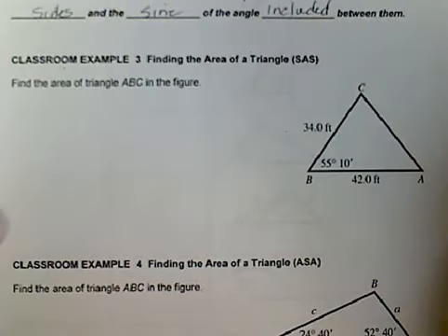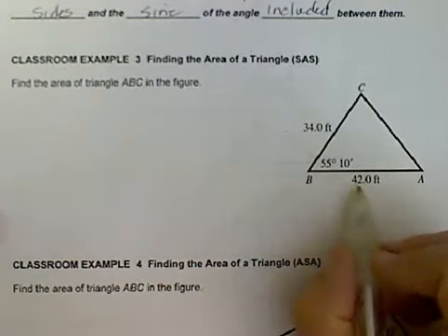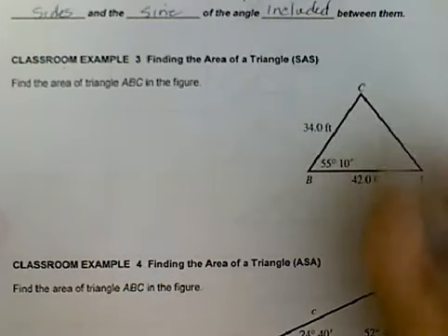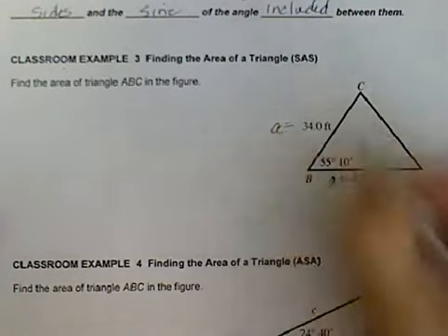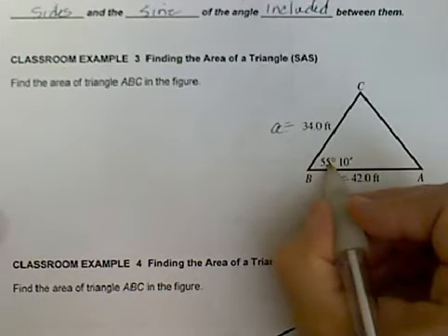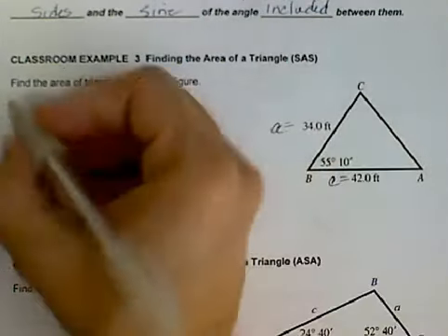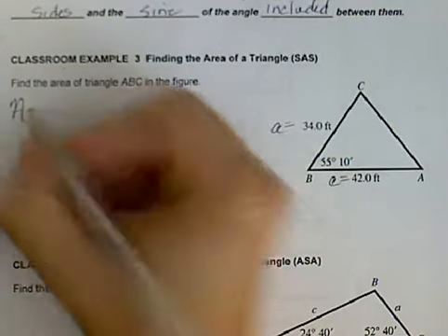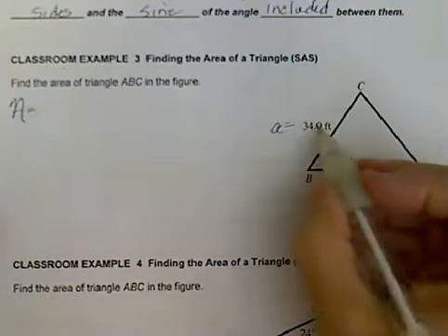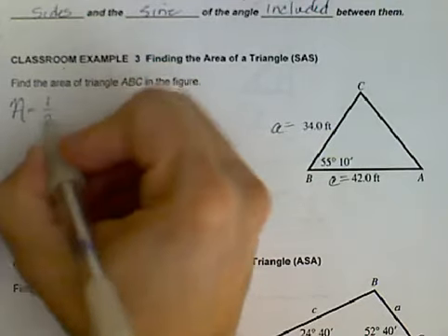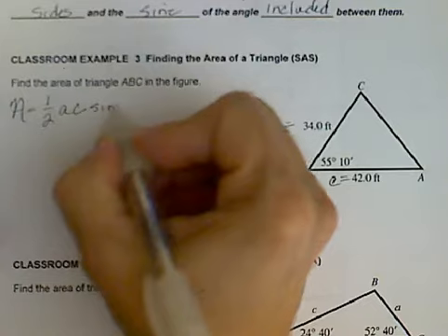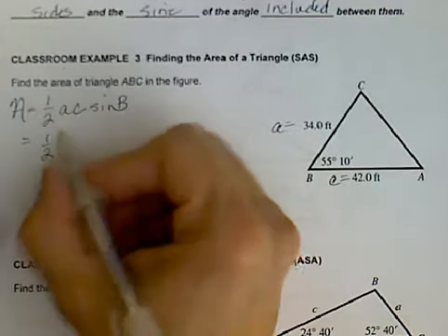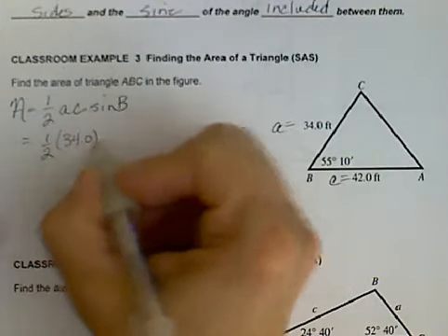Let's look at an example for this one. We're trying to find the area of this triangle. What we have here is side C, and this would be side A, and we know the measure of angle B. So the area formula that we're going to use, we're going to have our sides A and C, so we'd have 1/2 times A times C, and then the sine of B. All we have to do now is plug in these numbers.